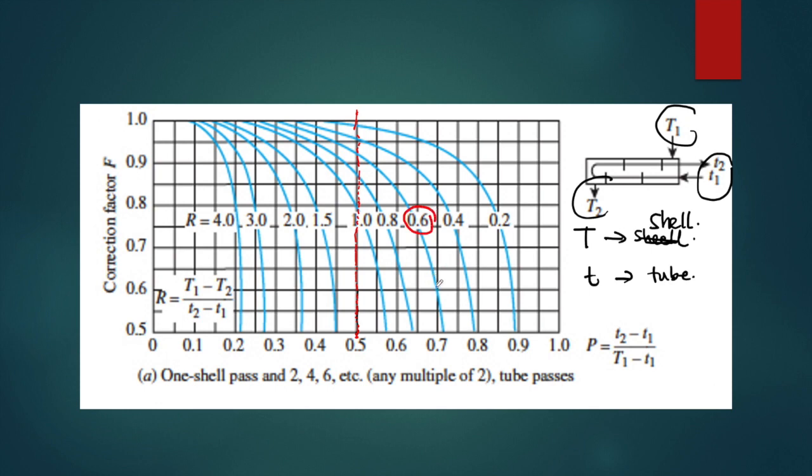Then you have to take a look at the line that represents R of 0.6. You look at this line, and it intercepts at this point here, the point of interception. From this point of interception, you drag your line to this correction factor axis. And then after that, you determine the value of F. So that is how you determine the value of the correction factor.